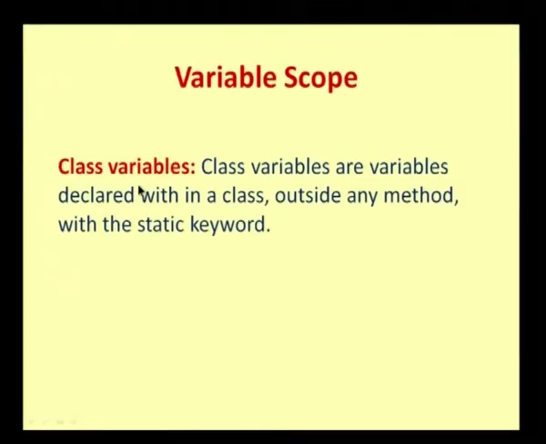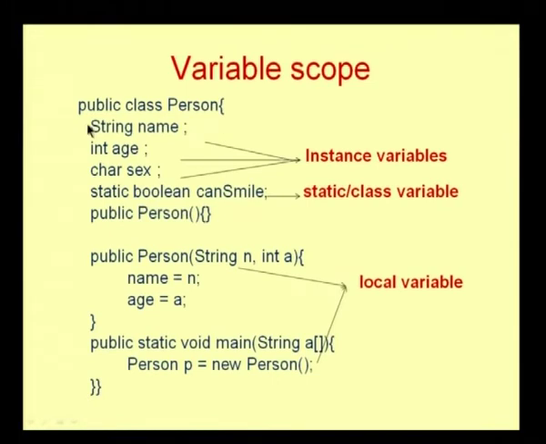So the static keyword is used to refer to class variables, of which there is only one copy for a particular class. Here you can see a public class Person with String name, age, sex, and then a static value, a boolean value, canSmile. This is a static value or class variable. It means that I will not have this boolean value for every object that I create. There will be only one copy.